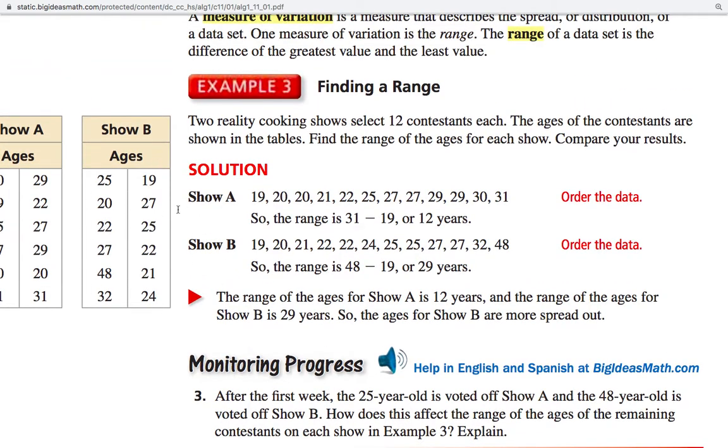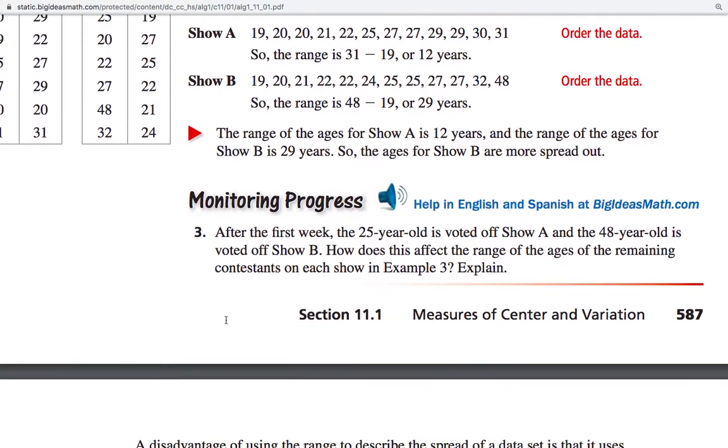Like if I'm looking at show B here, I'm not going to do 25 minus 24. I'm going to take the biggest number, which is 48, minus the smallest, which is 19. Okay, if they're not in order, just be careful on that.